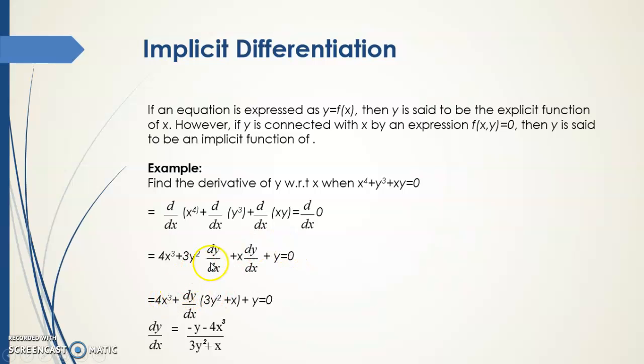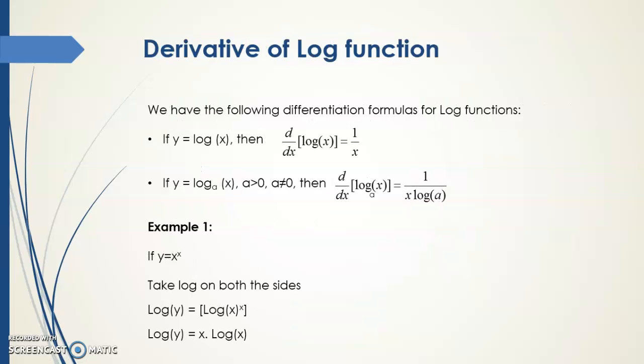Now take dy by dx as common. So 4x^3 as it is plus dy by dx common. So it will be 3y^2 plus x, plus y equals to 0. Now you will simply shift all the terms to the right hand side apart from dy by dx. So this will be equals to minus y minus 4x^3, and since this is in multiplication with dy by dx, this will come in the denominator. So this is 3y^2 plus x. Simple.